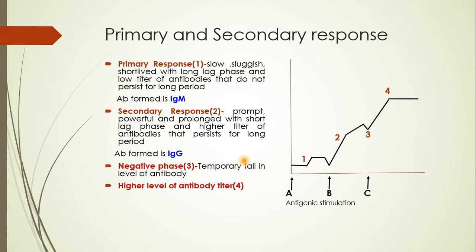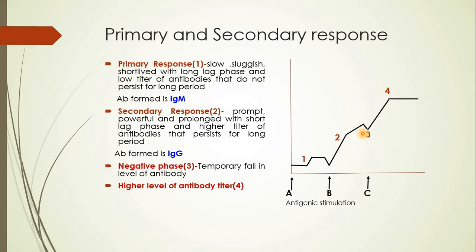Now, when this is the situation, we can say the antibodies which are generated here are of the IgG type, right? After completion of this, we will now go into the next part of our discussion, that is called the negative phase.